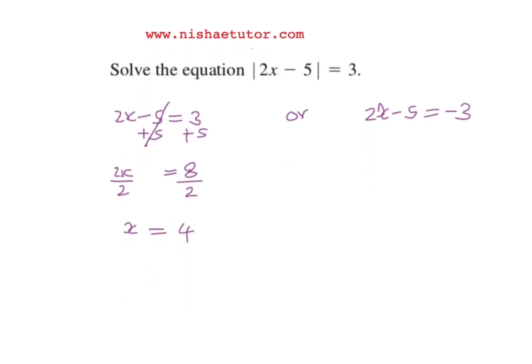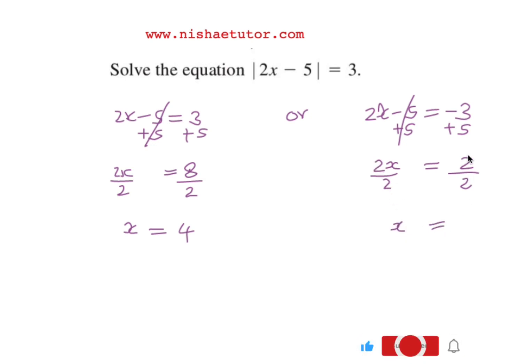Okay, and here also we add 5 to both sides, so this cancels and 2x equals minus 3 plus 5. Different signs, so we subtract and take the sign of the larger number, which means positive. Now we can get rid of 2, so 2 is cancelled by 2, so x equals 2 divided by 2, which is 1.